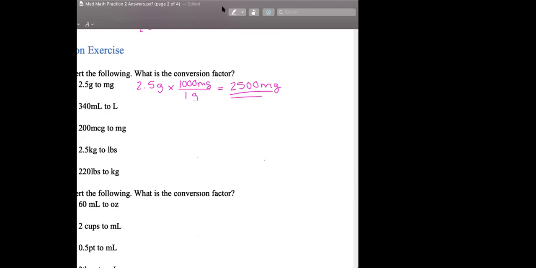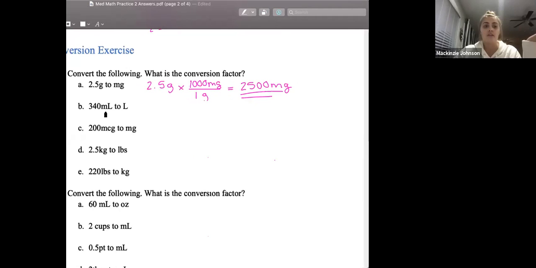Okay, so if we have 340 milliliters to liters, we know that milliliters is smaller than liters, so our number is going to get smaller, because the milliliters is bigger. So what I do is take my decimal and move it to the left 3 times. If you guys don't like that, that's okay. We'll do the same thing: our number needs to be smaller, which is a division problem. So you'll do 340 divided by 1,000, which gives you 0.34.